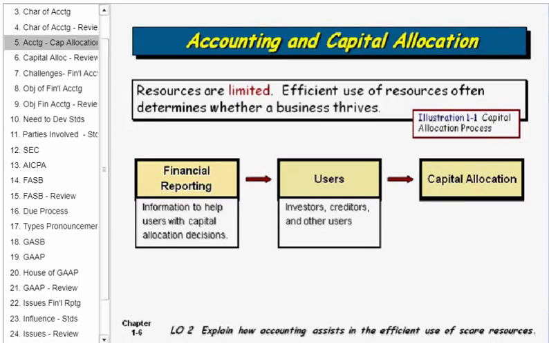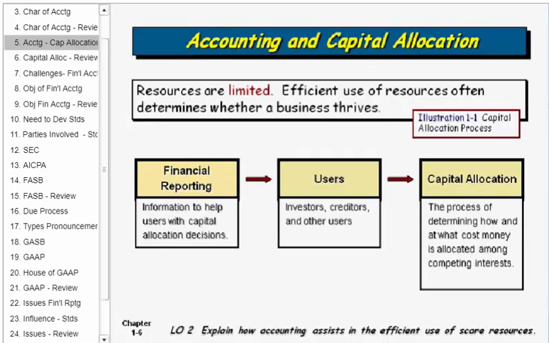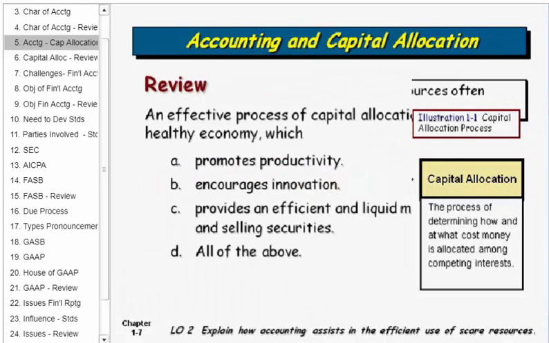Okay, the users involved are investors, creditors, and others, and capital allocation is the process of how we determine who gets access to those scarce resources, what money goes to fund which projects. I think that says it fairly well.